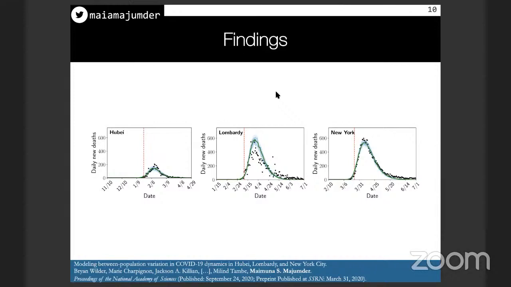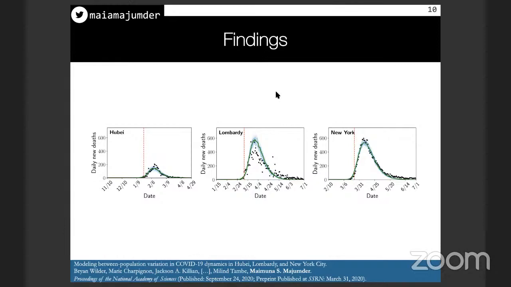Our ABM fits against the ground truth daily death data for each population, shown in small black dots in the three panels in this figure, were quite good across locations. The green line shows a median trajectory from our ABMs, and the light blue shows individual samples from the thousands of simulated epidemics that we ran for each location.